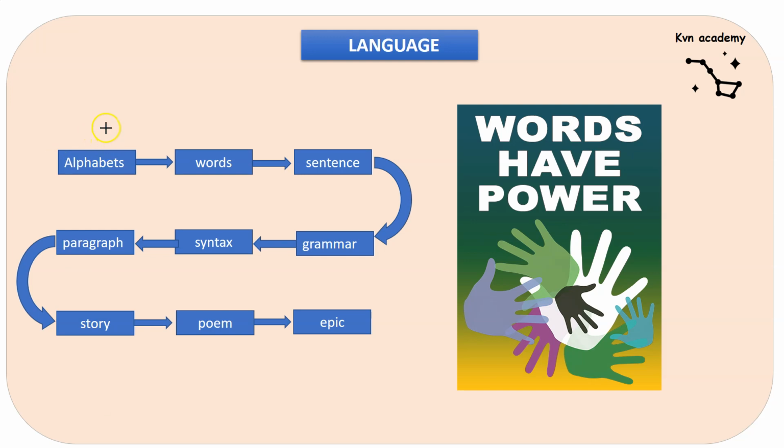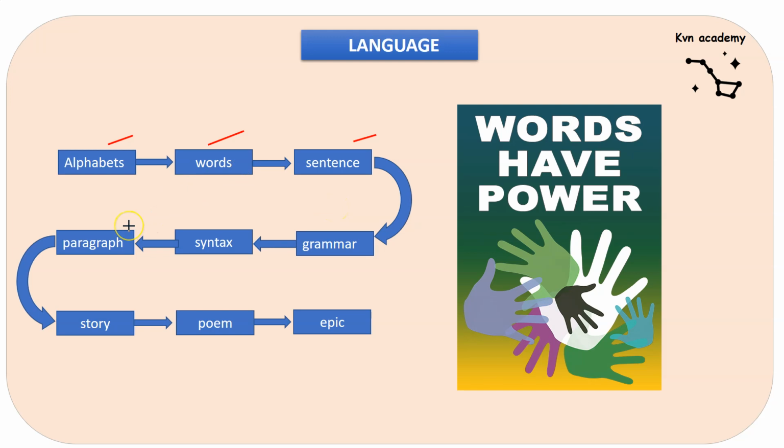First, we learn the alphabets. All the languages have alphabets. English has only 26 alphabets. First we learn alphabets. Then we learn words. The words are, we can say, the key elements of the language. Words have power. Then we construct a sentence using words.